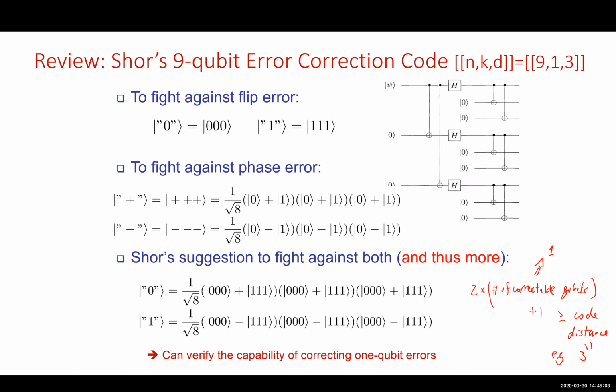Yes, there's a question. So you said 2 times the number of correctable qubits plus 1 must be larger than or equal to the code distance? No, no, it should be smaller. Yeah, okay. The other way around. Let me see if I can erase this. Okay, it should be... hold on a minute. My pen, okay, it's working now. So you want the distance to be as far as possible.